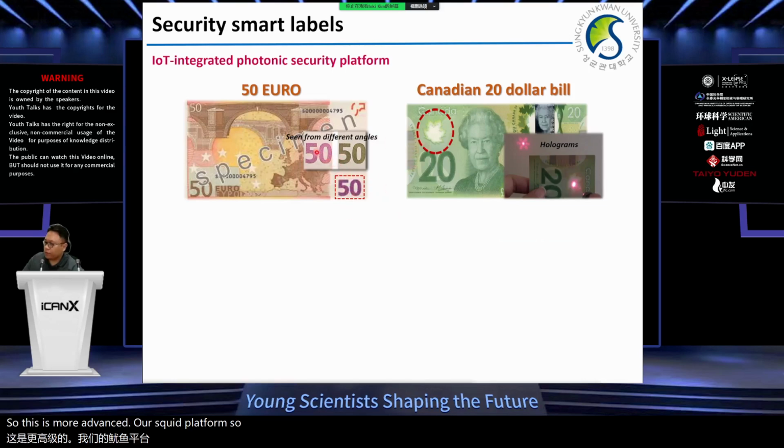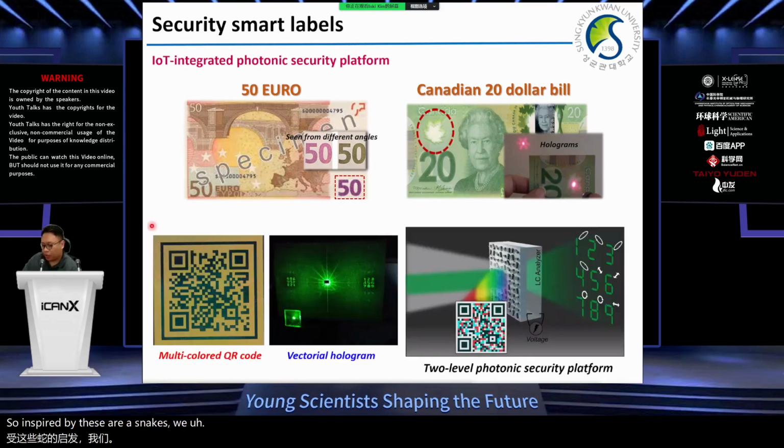If you look at the bill here, it looks a different color according to the viewing angle. And also in the Canadian $20 bill, there are embedded holograms. If you shine a laser, then you will see the encoded holograms here. So inspired by these techniques, we realized a metasurface-based security platform.